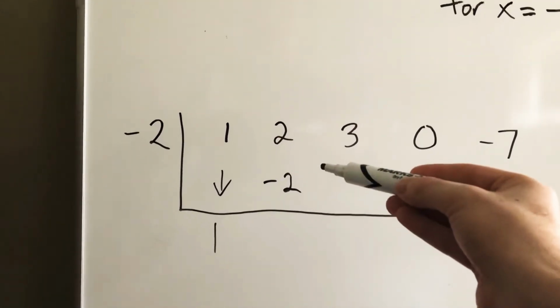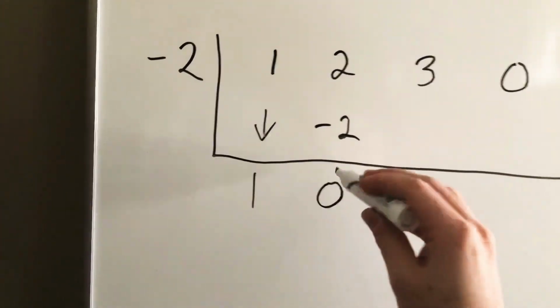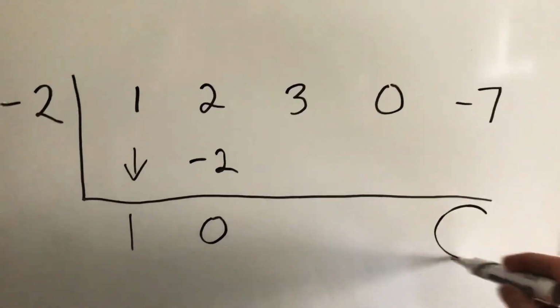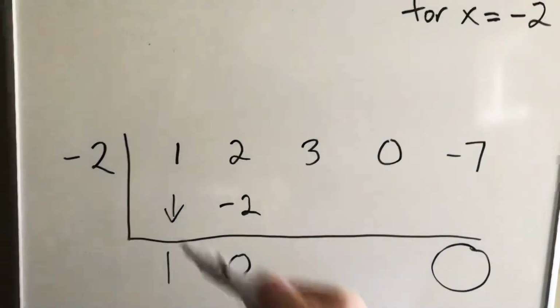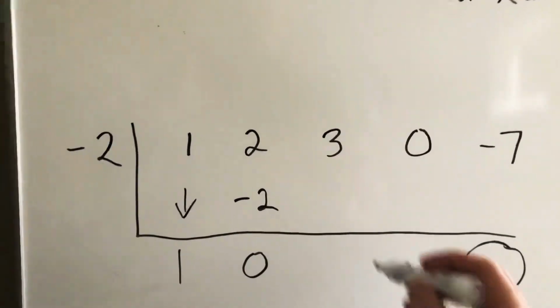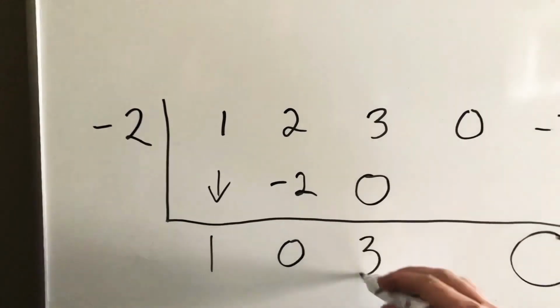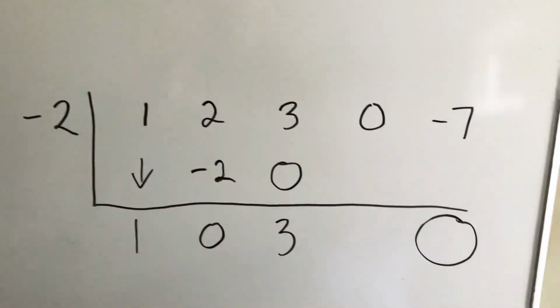Now we have this column right here, 2 plus -2 will give me 0. I'm going to repeat the process until I get to the end, and my answer is going to be found right here. That's not a 0, that's a circle. So we'll now multiply -2 times 0, that gives me 0. Bring it down, 3 plus 0 gives me 3. I'll take -2 times 3, gives me -6.